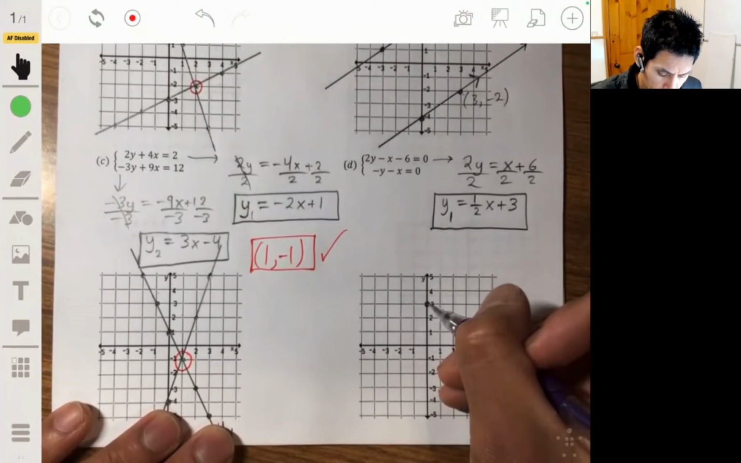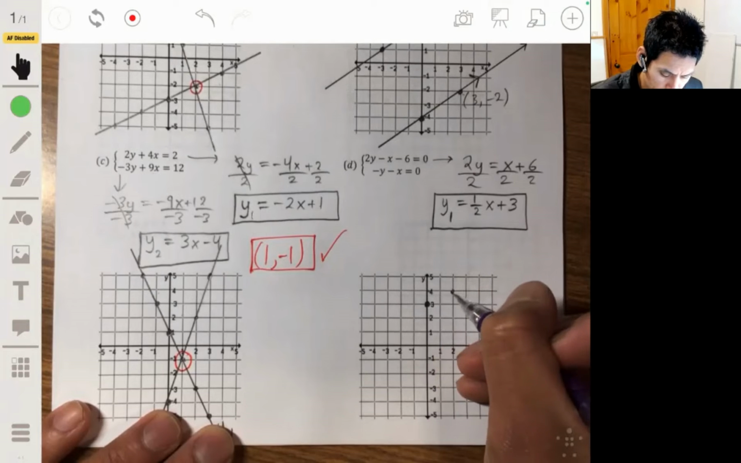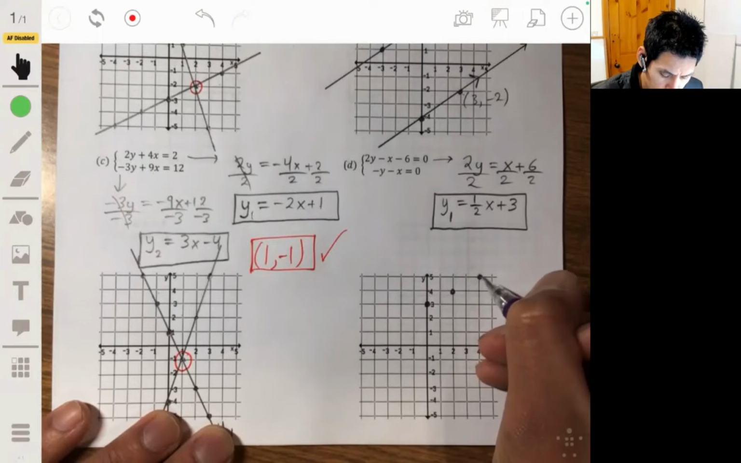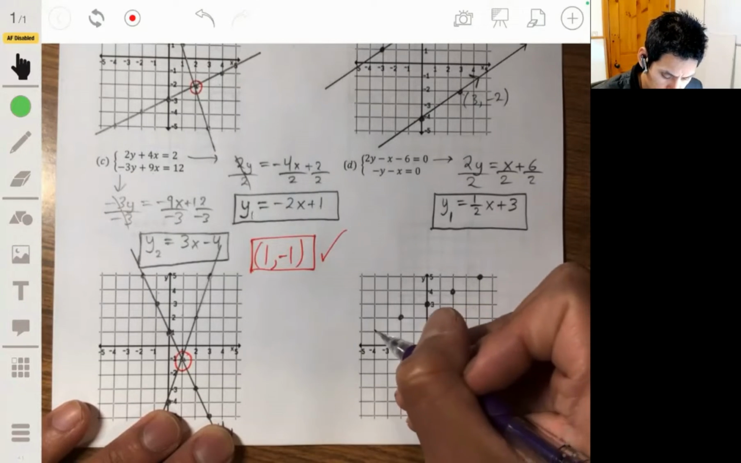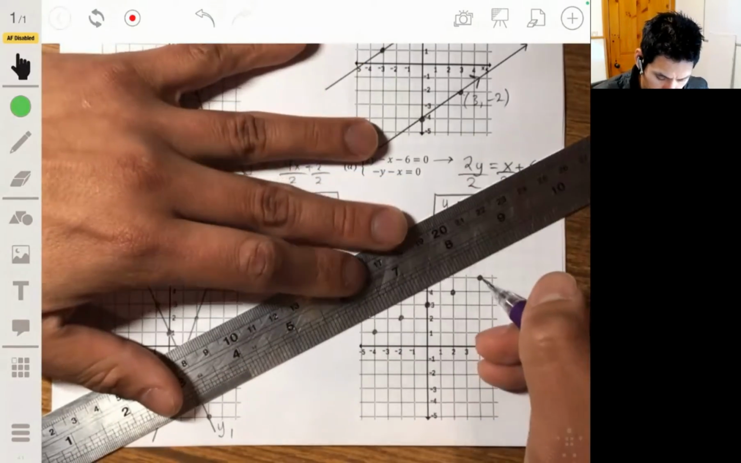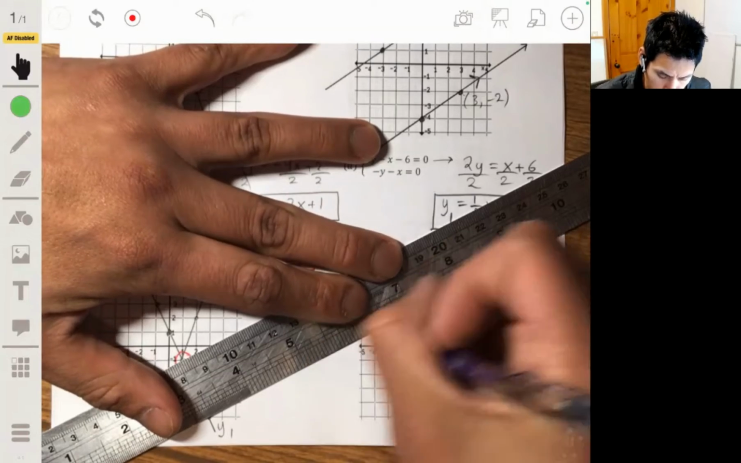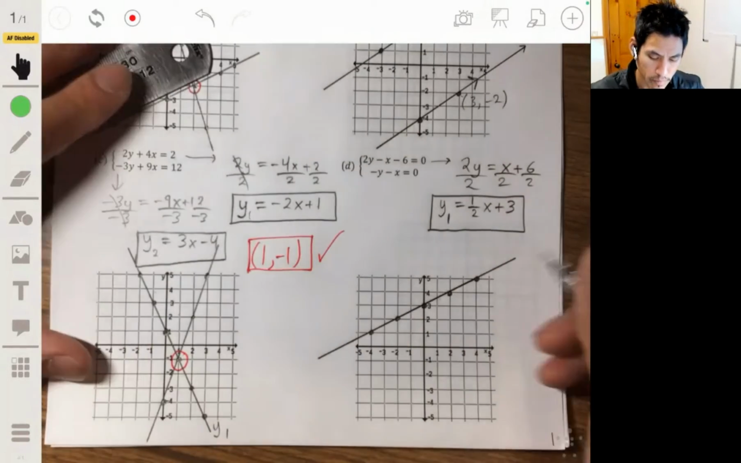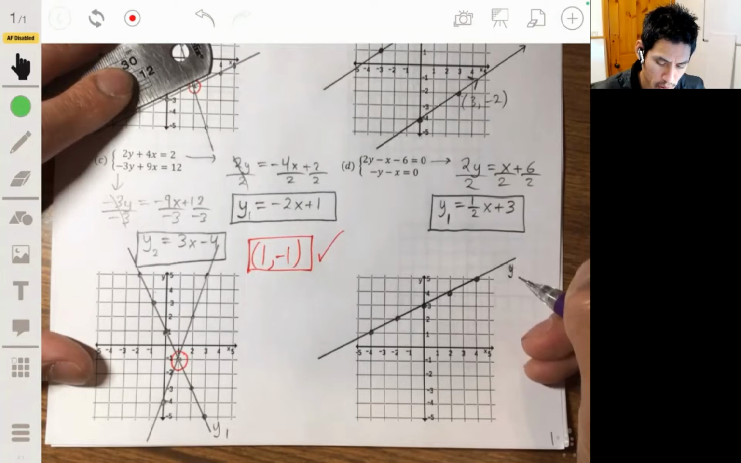Y-intercept at 3. Up 1 to the right 2. Up 1 to the right 2. Y1.